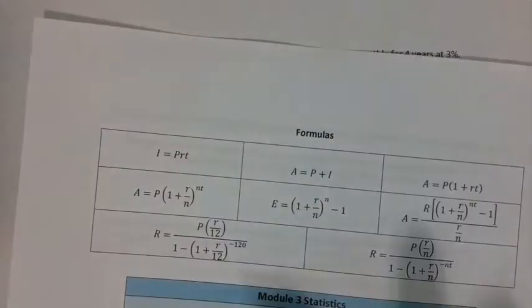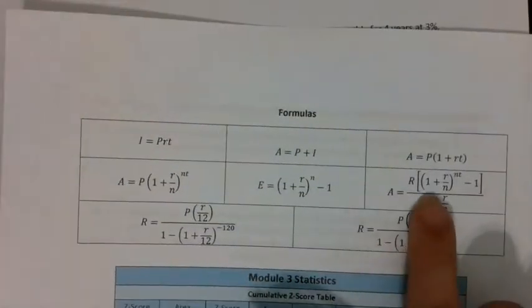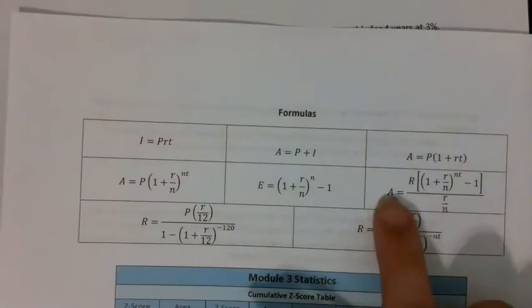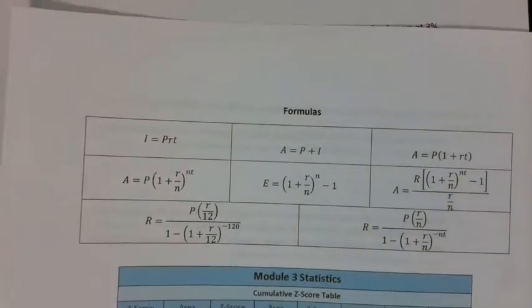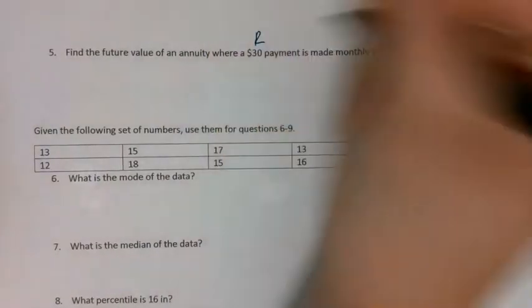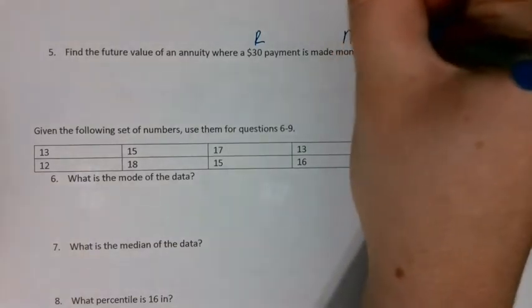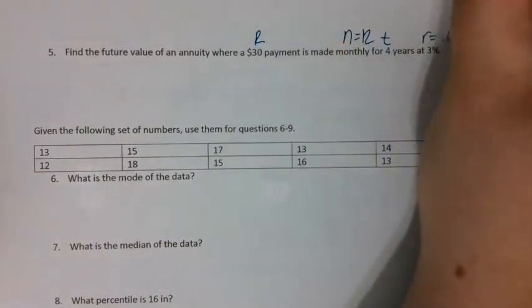Annuities are this formula, the capital R. R is the amount deposited, A is the amount at the end. R, N, and T mean the same thing. So this is my capital R, this is my time, monthly is 12, and R is 0.03.